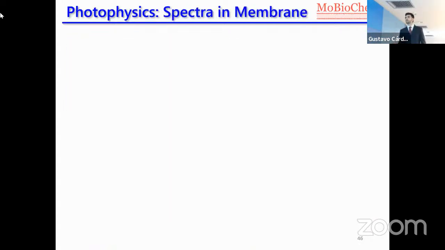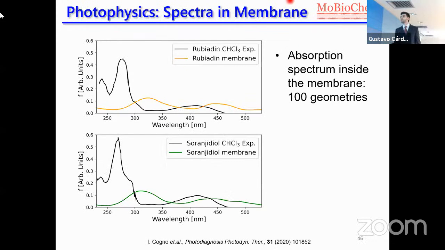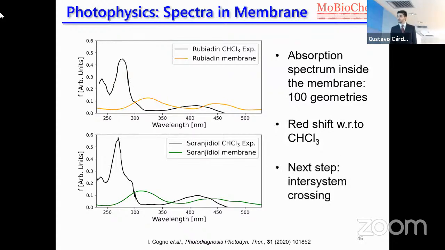So the final thing that we did was the computation of the absorption spectrum of each of these molecules inside the lipid membrane, so at the minimum region. In this case, we considered an ensemble of 100 geometries for each one of the molecules. This is again the experimental chloroform spectrum, and this is the computed spectrum in the membrane. What we observe is a redshift of the spectrum in the membrane with respect to the spectrum in chloroform. Of course, this is still work in progress. I hope to finish it before September, but we'll see. So the next step is the study of the intersystem crossing of these three molecules.